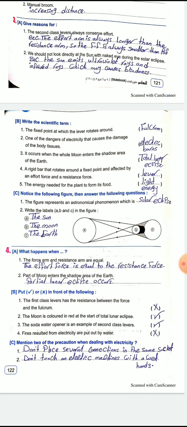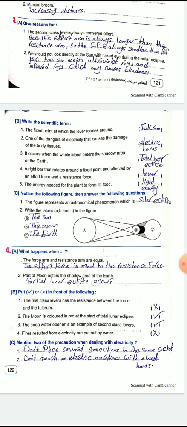Question number four. What happened when? Number one, the force arm and resistance arm are equal. When the force arm equals the resistance arm, the effort force is equal to the resistance force. Number two, part of the moon enters the shadow area of the earth. What will happen when part of the moon enters the umbra area? Partial lunar eclipse occurs.